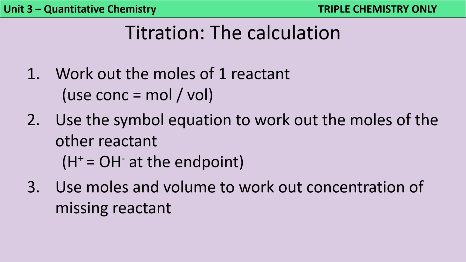Now, a lot of the time, you're just going to be given hydrochloric acid and sodium hydroxide, and they're in a 1-to-1 ratio, and therefore you don't need to do anything with the coefficients. But if you're given sulfuric acid in particular, really pay close attention to the coefficients in that symbol equation to see whether you need to double the number of moles or divide the number of moles by 2, or even something different if you're given different reactants. Finally, you're going to use that second number of moles and the other volume that you haven't used yet to work out the concentration of the missing reactant.